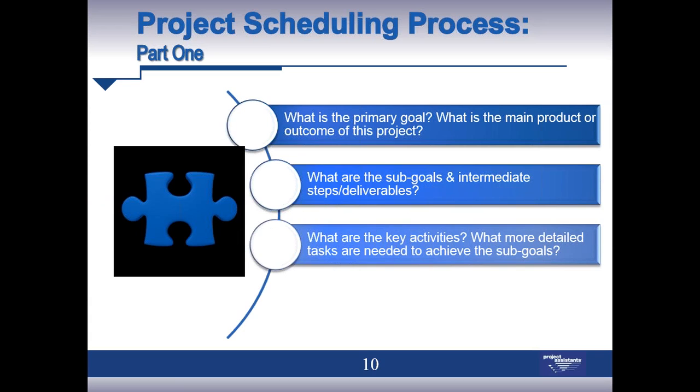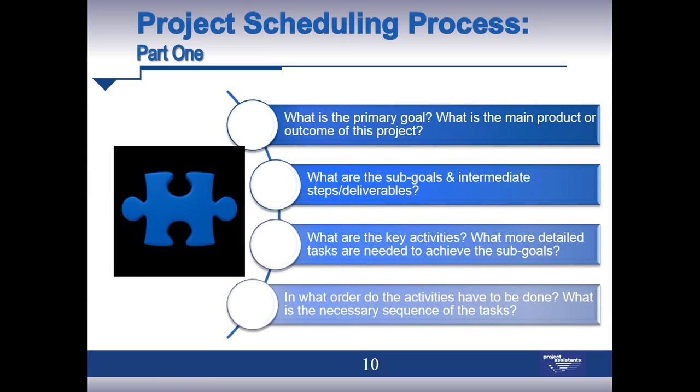What are the key activities? So we want to build a deck instead of a patio. What are the key activities? How do I actually build that deck? What are the subcomponents in terms of the tasks and subtasks that are necessary to achieve that goal? And finally, what order do the activities have to be done? In most projects, there are certain dependencies. I can't do step 2 until I complete step A or step 1. And it's important from a critical path perspective and a project planning perspective to really understand the dependencies amongst these activities.